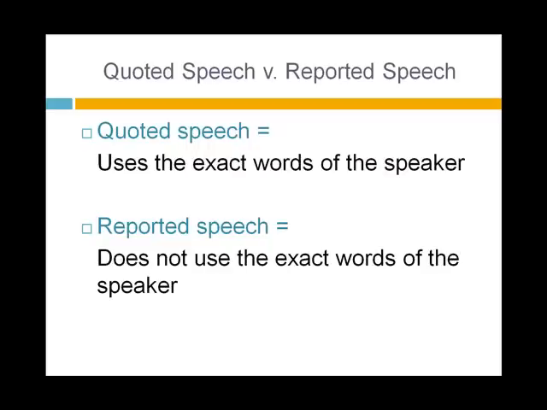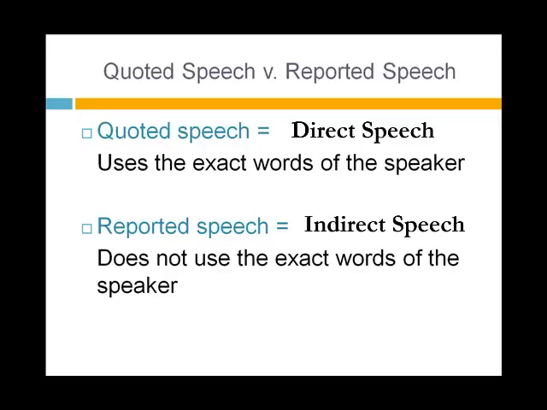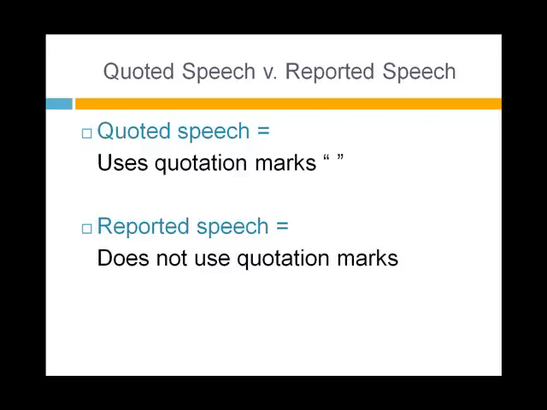Quoted speech uses the exact words of the speaker. It's also called direct speech. Reported speech does not use the exact words of the speaker. It's also called indirect speech. Quoted speech uses quotation marks. They go around the original words. Reported speech does not use quotation marks.